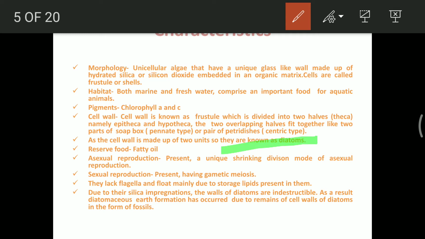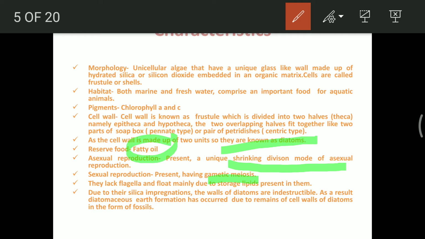The reserve food material is fatty oil for their body, whereas asexual reproduction occurs by the shrinking division mode. So one organism will shrink and divide in order to form new organisms. Sexual reproduction involves gametic meiosis. They lack flagella and float mainly due to the storage of lipids within them.